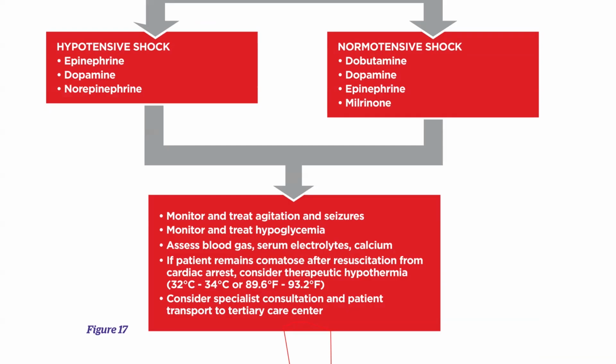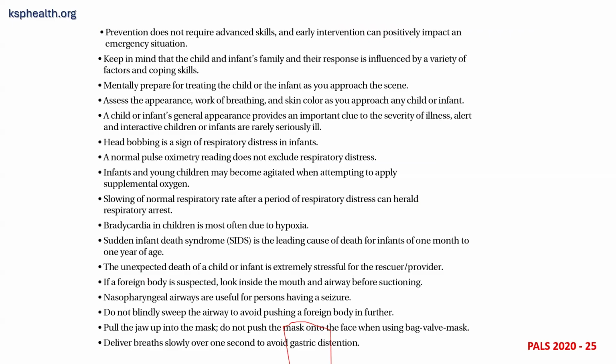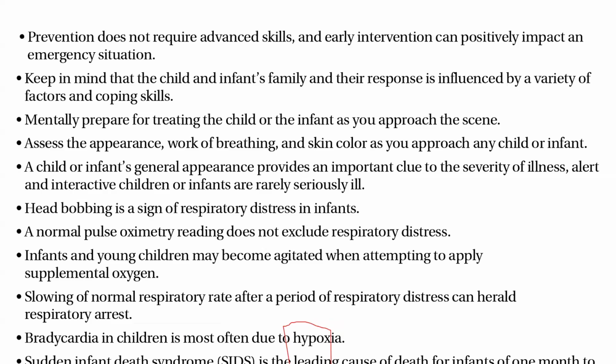If the patient remains comatose after resuscitation, consider therapeutic hypothermia. What is 32 to 34 centigrade? In pediatrics and adults, 24 hours. I think neonates, they'll go on for 72 hours. At this point, consider specialist consultation or transport to the tertiary care center. These are the important points, the PALS essentials.